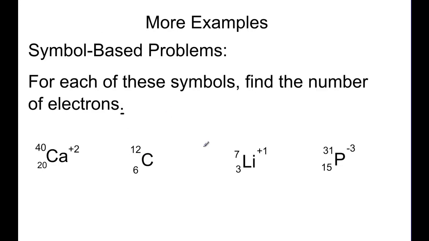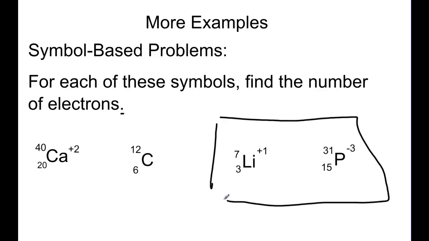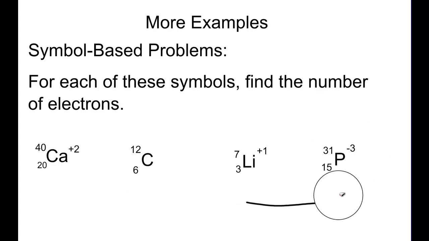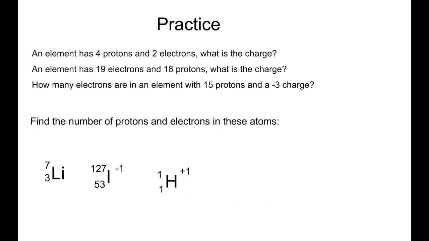So go ahead, pause the video, and do these two on your own. You've got 3 protons, a +1 charge, solve for electrons. You have 15 protons and a -3 charge, solve for electrons. All right, keep that whole positive negative thing in your mind. Okay, finally, here are some additional practice problems. Some word problems and some symbol problems. Pause and try all of these.